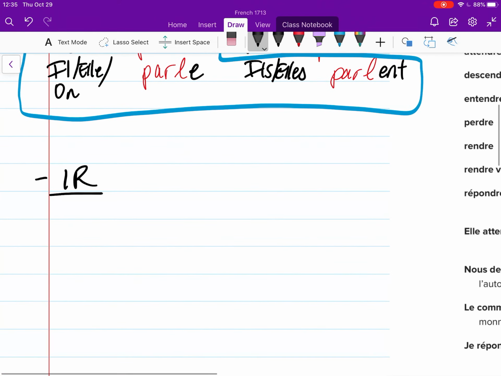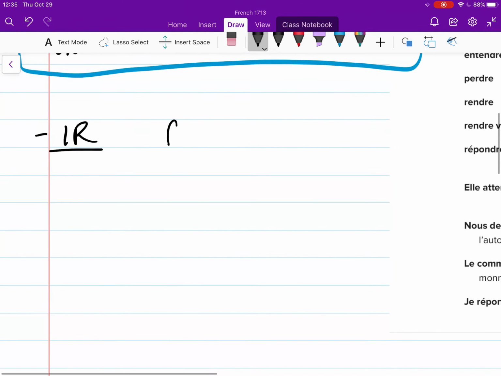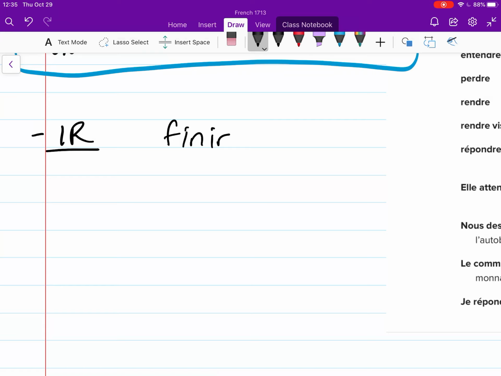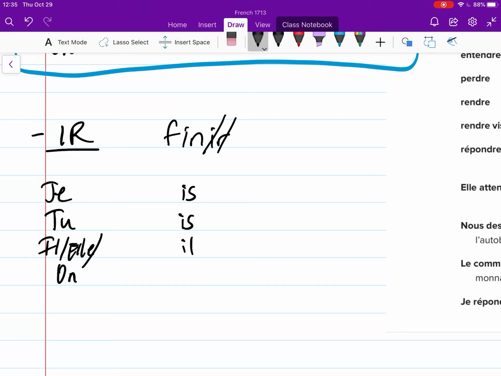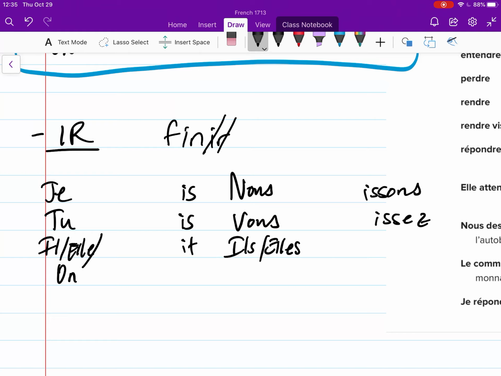Moving on, our next set of regular verbs is our IR verbs, like finir. You'll take off, once again, the last two letters, the IR, and you will add IS, IS, IT, ISSONS, ISSEZ, and ISSENT. Once again, when you take that root without the ending and you add that on, then you get your full correct conjugations here.